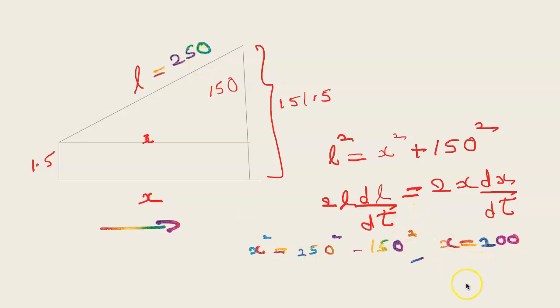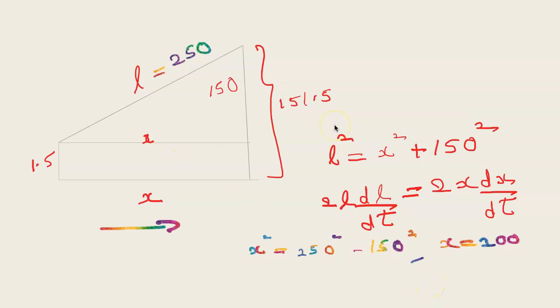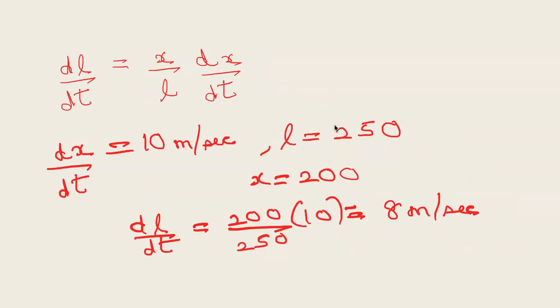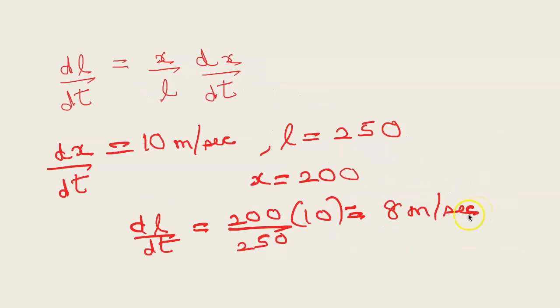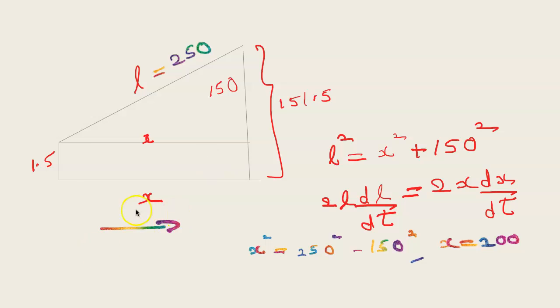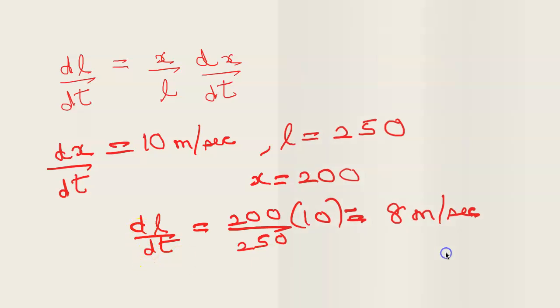Now substituting in this equation, what do we need to find? We need to find how fast the string is being let out, so I need to calculate dL by dt. From this equation, dL by dt is x by L times dx by dt. dx by dt is 10 meters per second. L is 250, x is 200. Substituting, we get dL by dt is 8 meters per second.